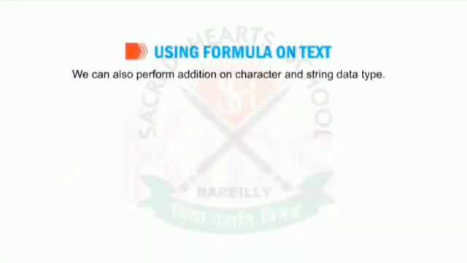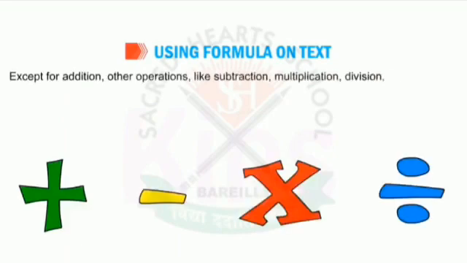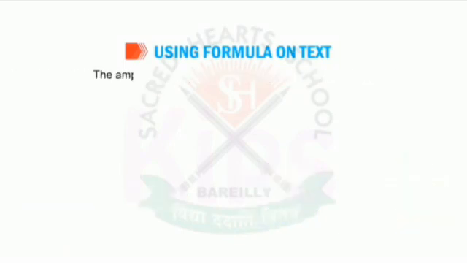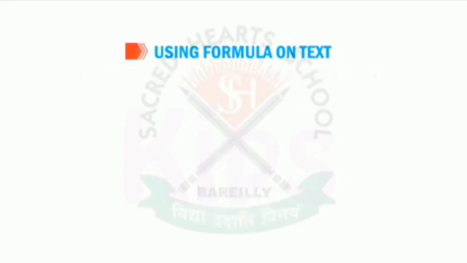We can also perform addition on characters and string data type. Except for addition, other operations like subtraction, multiplication are not allowed on the string data type. Means text value पे addition हो सकता है but subtraction, multiplication, division is not allowed. Okay, यहाँ पे हम लोग addition करके देखेंगे text values पे using the ampersand sign. Ampersand sign होता है and sign, इसको use करके we do the addition in 2 or more text values. This is called concatenation.